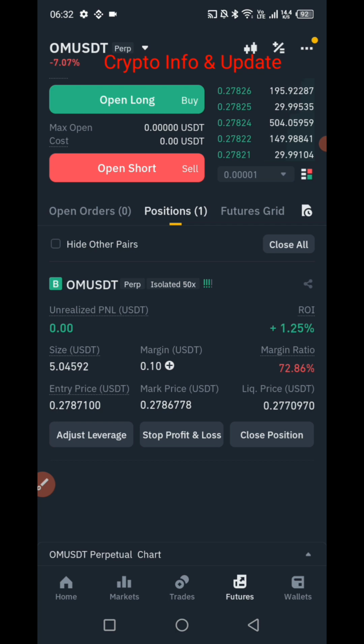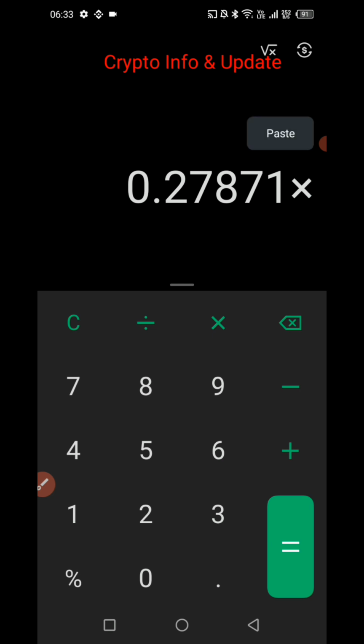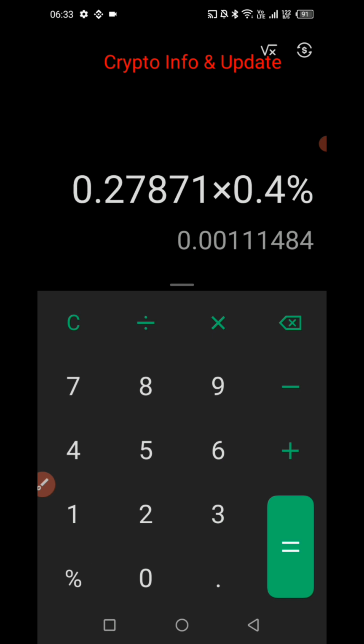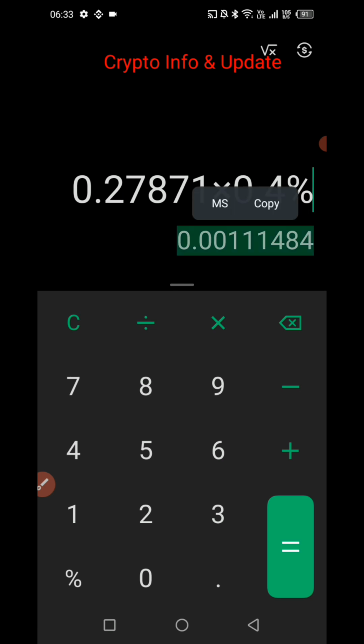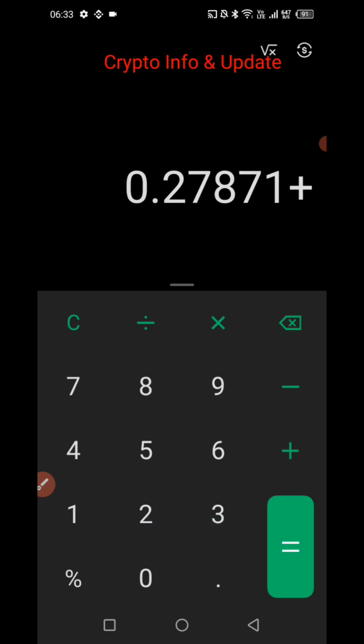Now take note, my entry price is 0.27871. Back to our calculator. My entry price is 0.27871, right? Now you're going to multiply your entry price by the value you got before now. In my own case, it is 0.4. Now you will add the percentage symbol. Now, what did we get? We got 0.00111484. Copy it. Then erase this part, that multiplication sign, and change it to plus.